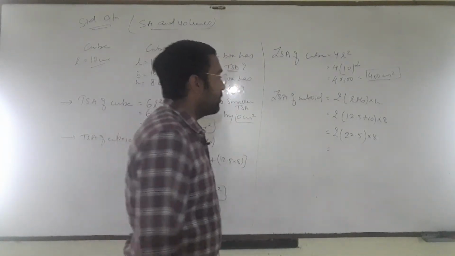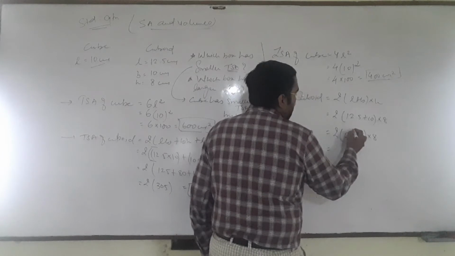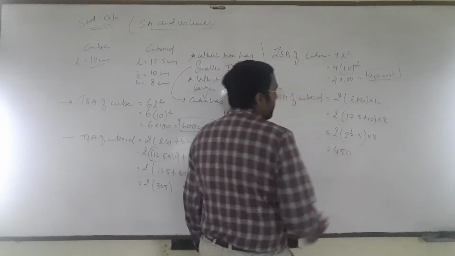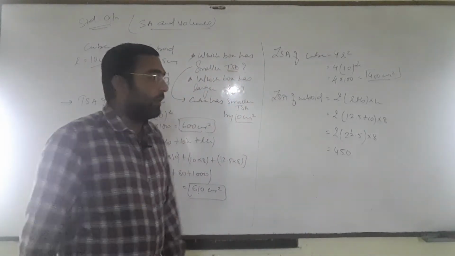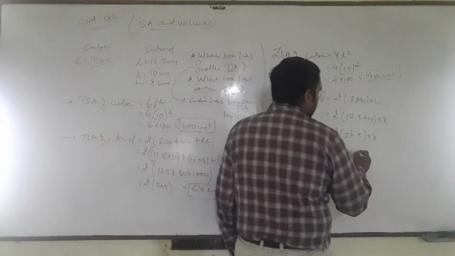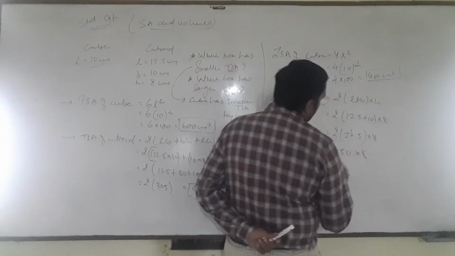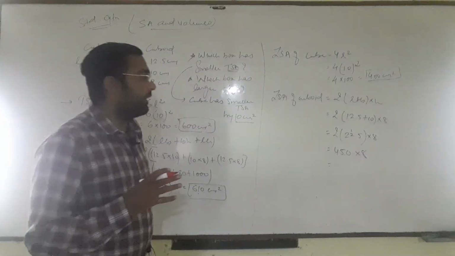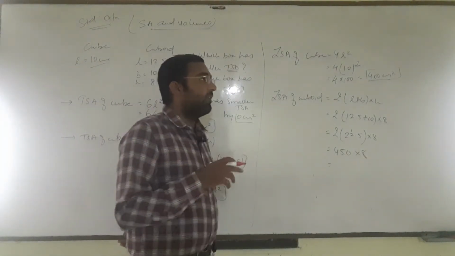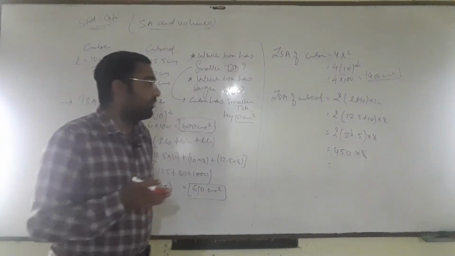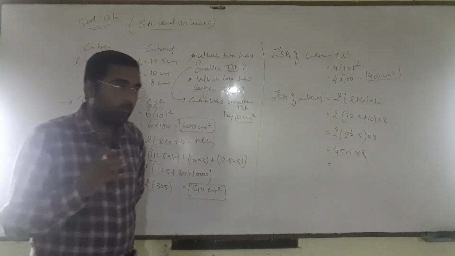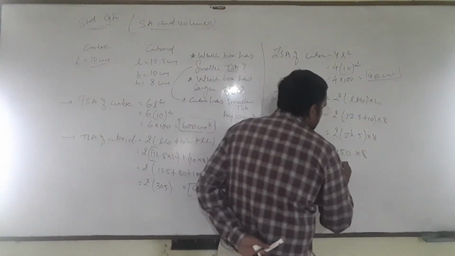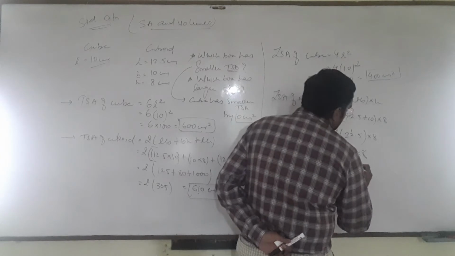Now 22.5 into 2, that is 5 2s are 10, 1 carry, 2 2s are 4 plus 1 is 5, 2 2s are 4, so 45, 450. So 45.0 into 8: 45 2s are 90, 45 4s are 180, and 45 8s are 360. Okay. So my answer is 360 centimeter square.